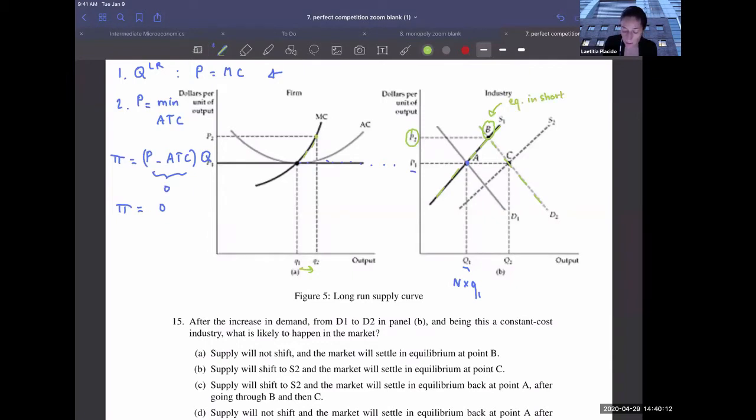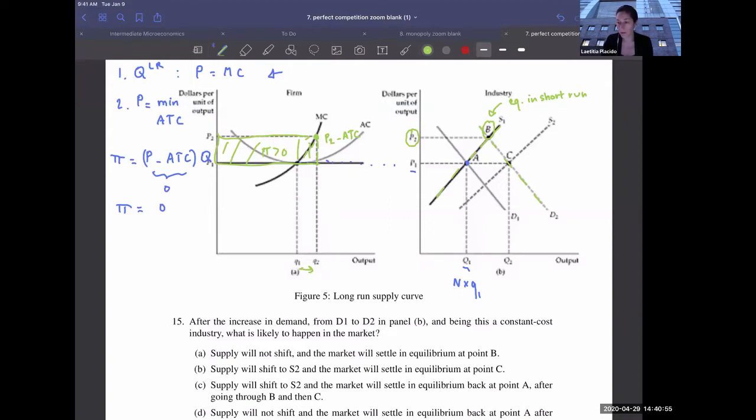But it's not an equilibrium in the long run. Why? If you look at the left panel here, you can see that when the price is P2, the firm is now making a profit, which is here P2 minus ATC times q2, okay? So each individual firm is making a positive profit, which is the green area here. So in the short run, firms can enjoy some positive profit. But what happened then?